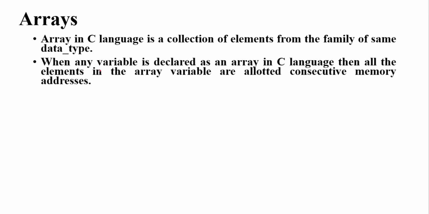Next, when any variable is declared in C, and if you are declaring it as an array, then all the elements in the array are allotted consecutive memory addresses. So they are not allotted addresses randomly, but rather they are allotted memory in the consecutive addresses.